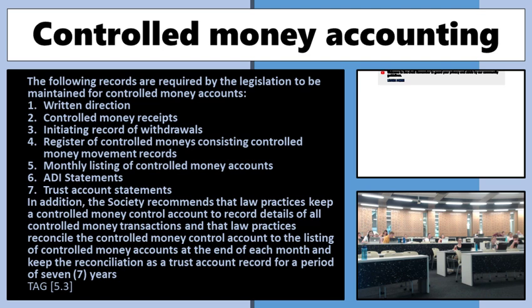Initiating record. So you've got controlled money receipts, initiating record of withdrawals, register of controlled monies, controlled money movement record. Oh, good gracious. There's a lot of words. Basically the same stuff is what you would have for your general trust account. And those trust account statements that you've done, you just do the exact same process for a controlled money account as what you would do for the general account, including the reconciliation process. And again, most of the time this is just computerized anyway, so it's a moot point. But we've got to explain it to you.